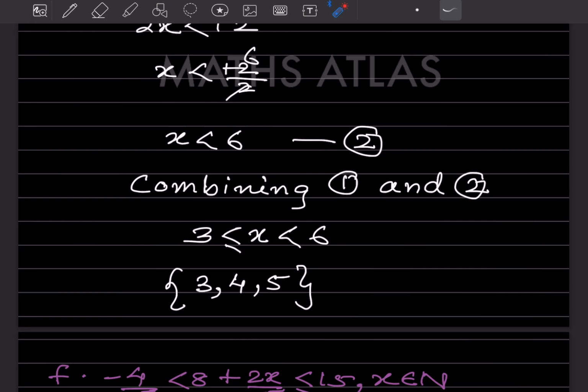So now what we can see from this, x is greater than or equal to 3, means 3 should be written, but it is less than 6. x is greater than or equal to 3, but x will be less than 6. So we have to include 3 because it is equal to here, but we don't have to write 6 over here. So that will be 3, 4 and 5.